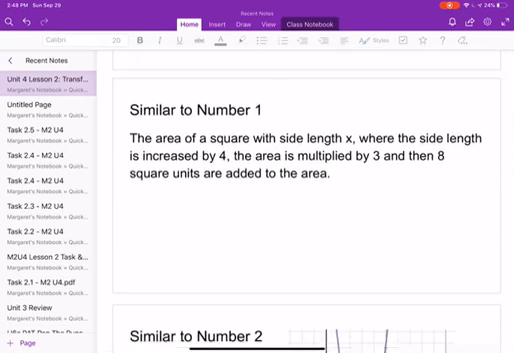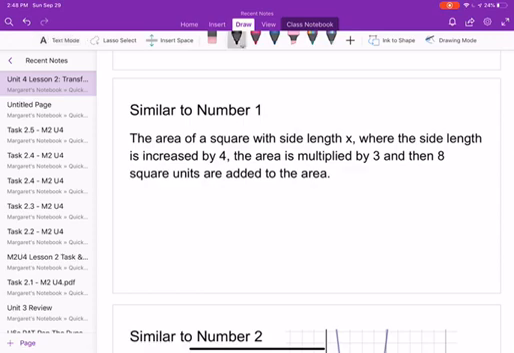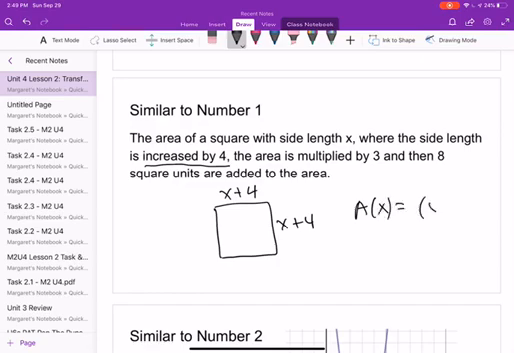Alright, number 1 reminds us of our matching problem yesterday. So if we draw this situation, which is very similar to what we had yesterday in number 1, we have a square with side lengths of x plus 4 because of this increased by 4 in the word problem. Thus we have side lengths of equal length because it's a square. So we have an area of x plus 4 squared. Then we are going to add 8 to the area. So this area, we're going to add 8 to it.